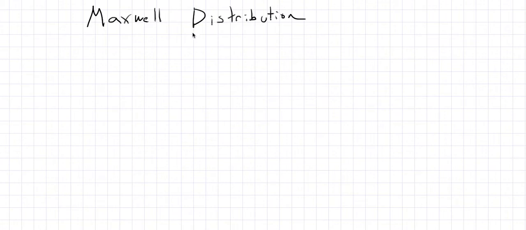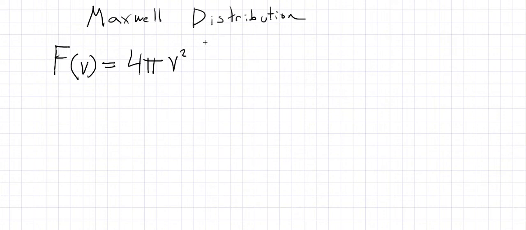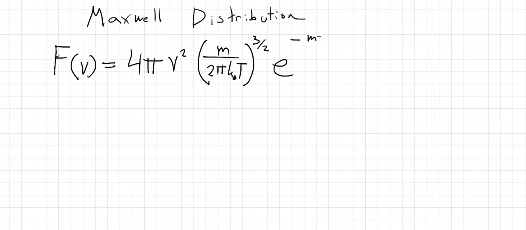Maxwell distribution gives us the distribution of speeds for molecules in a gas. And so the frequency of a particular speed is given by this expression. So it's 4 pi v squared, the mass of an individual molecule, over 2 pi kT to the 3/2, times e to the negative mv squared over 2kT.